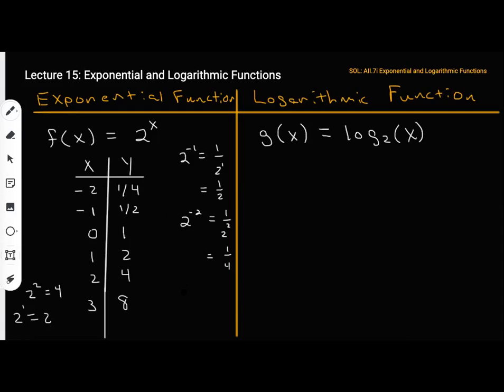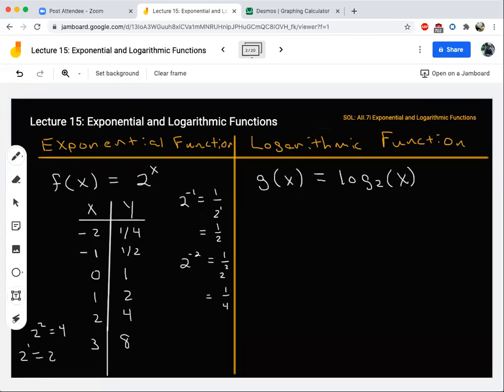Okay, so those are just a few points. You know, we can get as many points as we really want to, but for this case, we're just going to plug in these 6 points right here. So let's go to our graph. I'm going to pop on over to Desmos.